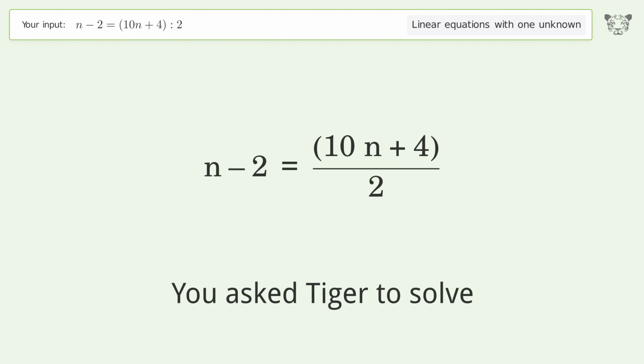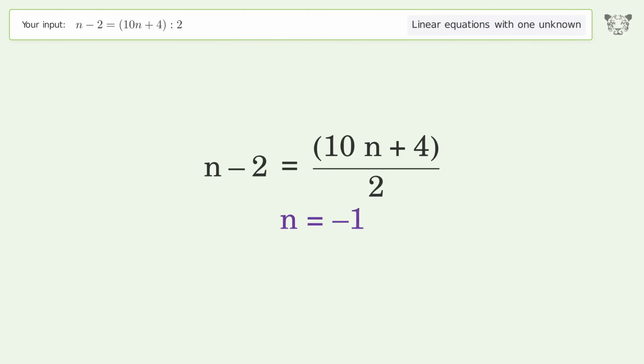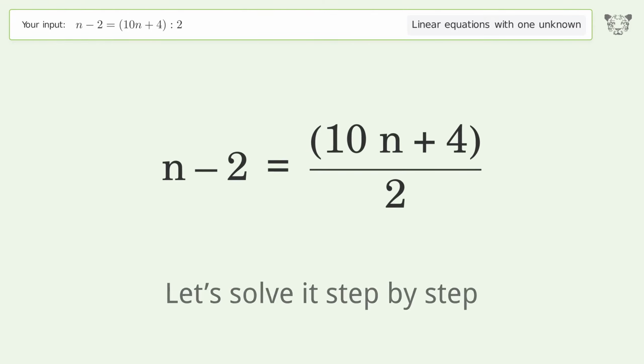You ask Tiger to solve. This deals with linear equations with one unknown. The final result is n equals -1. Let's solve it step by step.